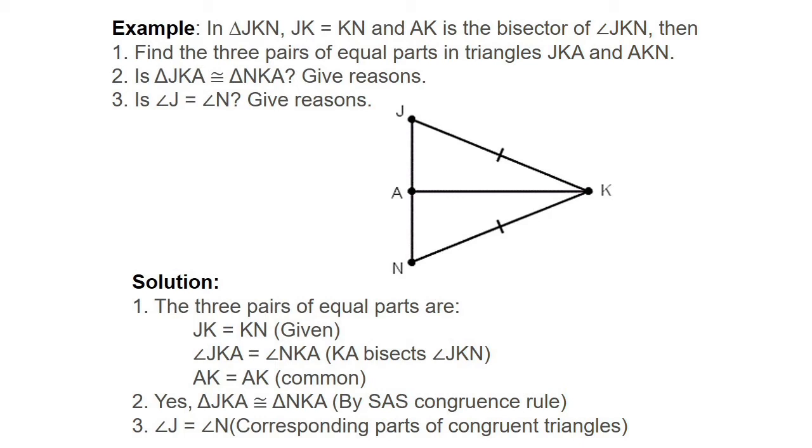In the second question, is triangle JKA congruent to triangle NKA? Yes, it is, because we have the side angle side congruence rule, through which we come to know that triangle JKA is congruent to triangle NKA. In the third question, angle J is equal to angle N. The reason is corresponding parts of congruent triangles.